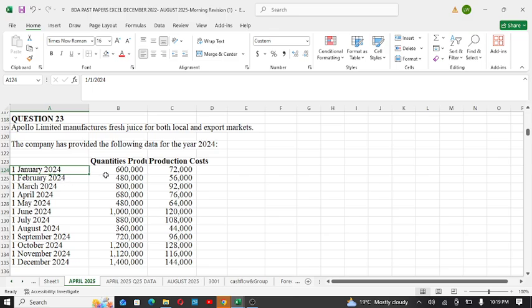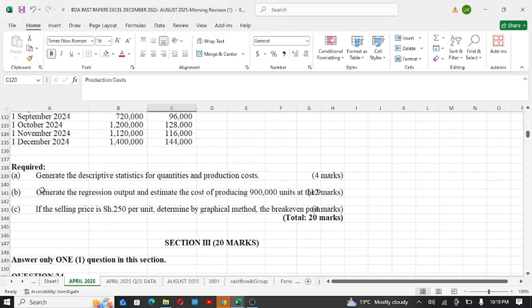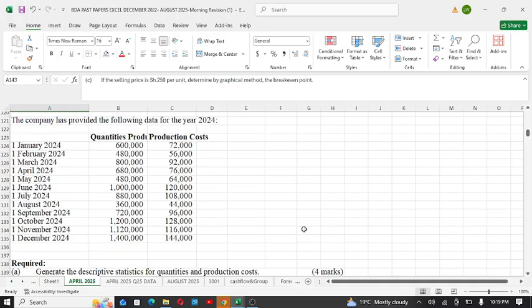We have months, we have quantities, then we have production units. Required part A: generate descriptive statistics for quantities and production costs. Part B: generate the regression output and estimate the cost of producing 900 units, 12 marks. Then if the selling price is 250 per unit, determine, using the graphical method, the break-even point.